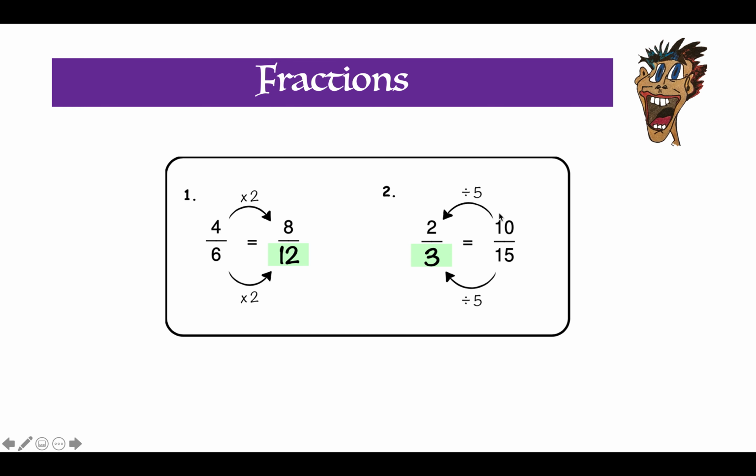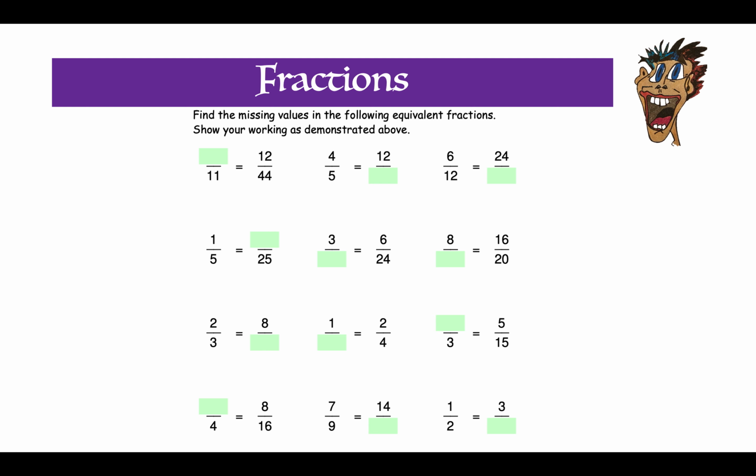What have I done to get from 10 over 15 to 2 over something? Well, I need to think about what number goes into 10 and into 15. And I know that the highest common factor of 10 and 15 is actually 5. So 10 divided by 5 is 2. 15 divided by 5 is 3. Remember, whatever you do to the top, you must do to the bottom. So now, try these questions. Press the pause button, have a go, and then after you've had a go, press play.